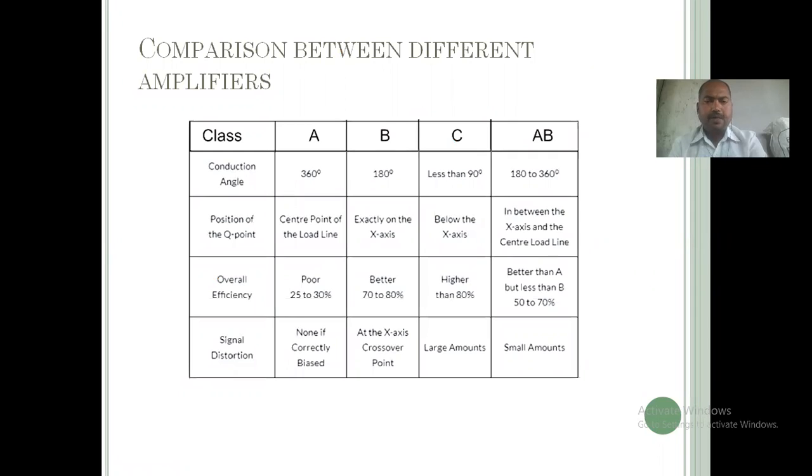Now see the comparison between different amplifiers. Conduction angle: Class A has a conduction angle of 360 degrees. Class B has a conduction angle of 180 degrees. Class C has less than 90 degrees.